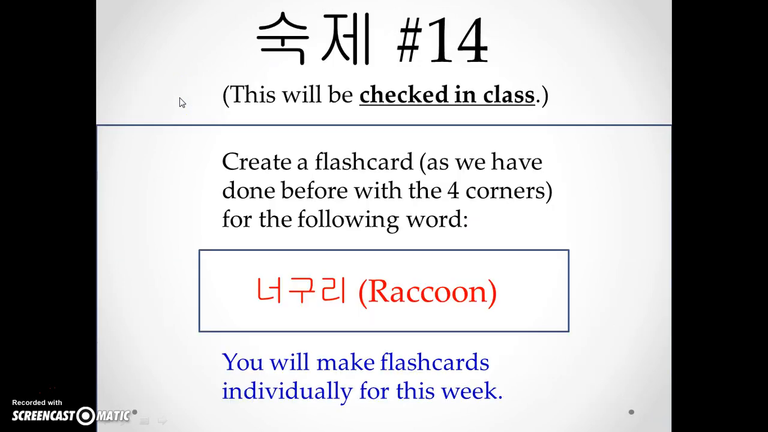Okay? So for tonight's 숙제, guys, make a flashcard as we have done before with the 4 corners for this word. Okay? It means raccoon in Korean. And it already uses all the things we learned before. So just make one for today and bring it to class tomorrow.